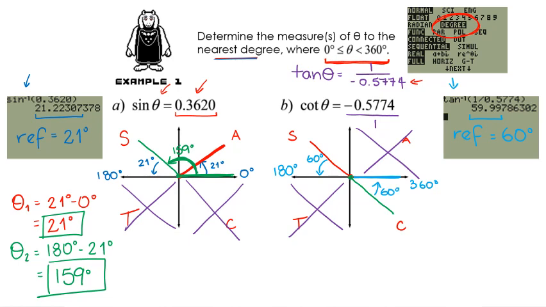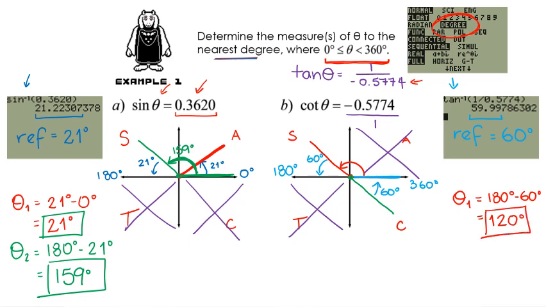So to figure out angle number 1, our first solution, we're trying to figure out the angle between 0 and our terminal arm in quadrant number 2. So all we would have to do is take 180 and then subtract our reference angle of 60 degrees, and we get our first solution being 120 degrees.